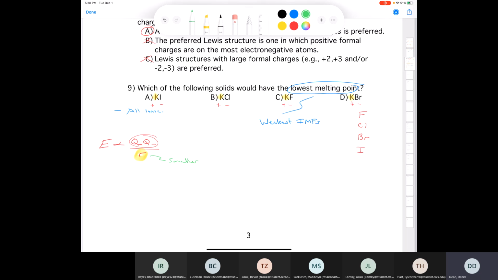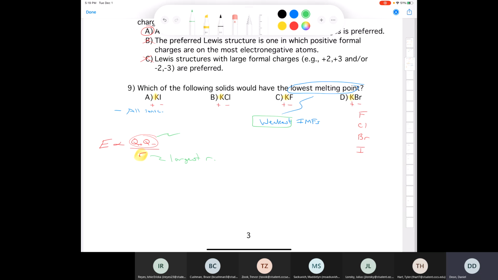Sorry, thinking backwards. Sorry, you guys. Let me go over this again. The larger charges are going to result in a higher energy. Sorry, I'm looking for the lowest melting point. I don't know why I keep thinking the strongest one. I can't stop thinking about the strongest bond. Anyhow, we're looking for the weakest bond. So if I'm looking for the weakest bond, I'm going to want to have the largest radius.